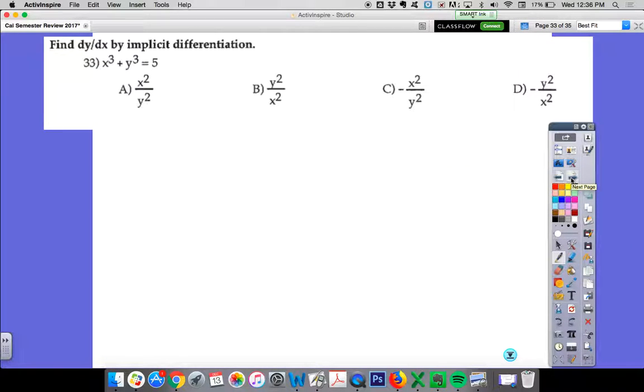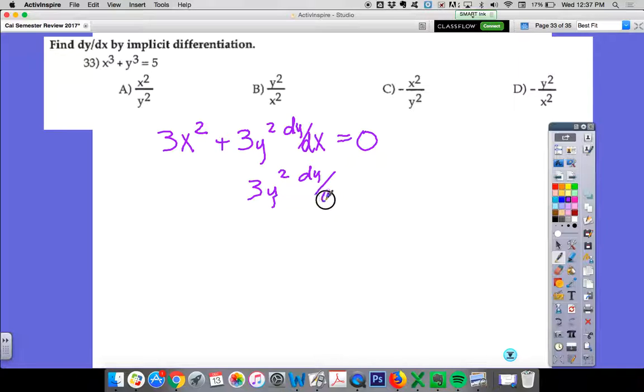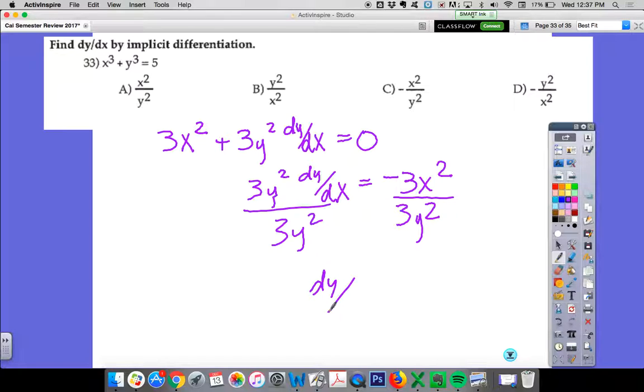Y'all remember how to find the implicit derivative? Remember, these are the ones where you take the derivative, and when you take the derivative, you've got to remember to do dy over dx. Remember that part? And then you got to solve and get dy over dx by itself. So that's going to become a negative 3x squared. And I'm going to divide through by the part I don't want. So I've got dy over dx equals, okay, my 3's go out, and I got negative x squared over y squared.